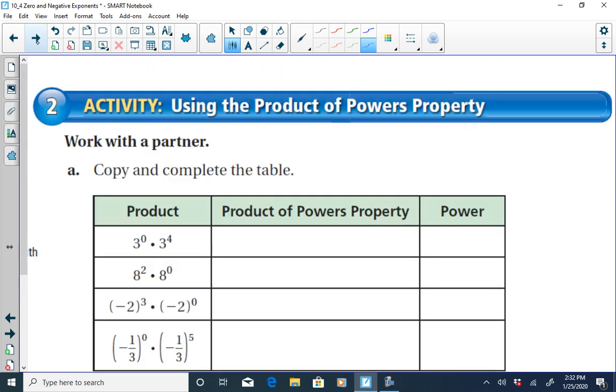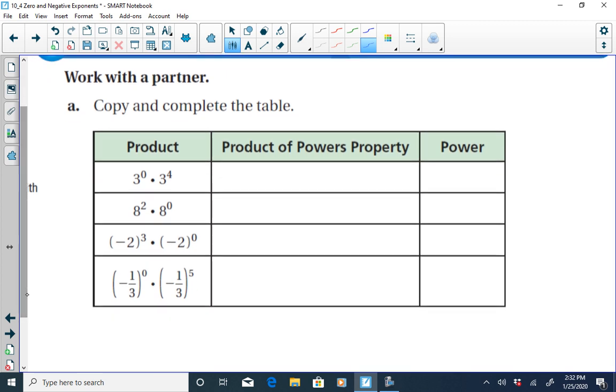Now, let's explore a bit what that means when we're evaluating using powers of 0. 3 to the 0 power times 3 to the fourth power. If we're using the product of powers property here, that would be the same as 3 to the 0 plus 4 power, which is the same as 3 to the fourth power. Essentially 3 to the 0 power is 1, because anything to the 0 power is 1, and 1 times 3 to the fourth power is going to be 3 to the fourth power.